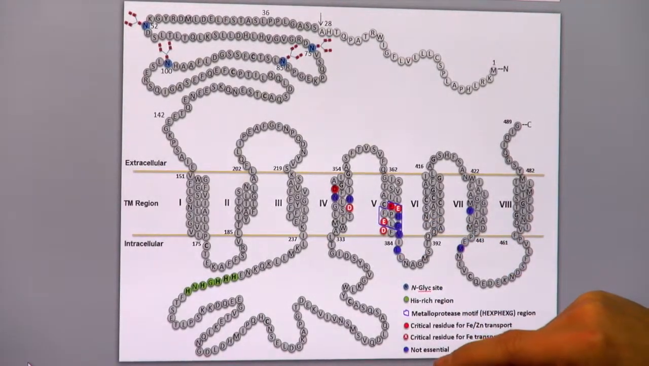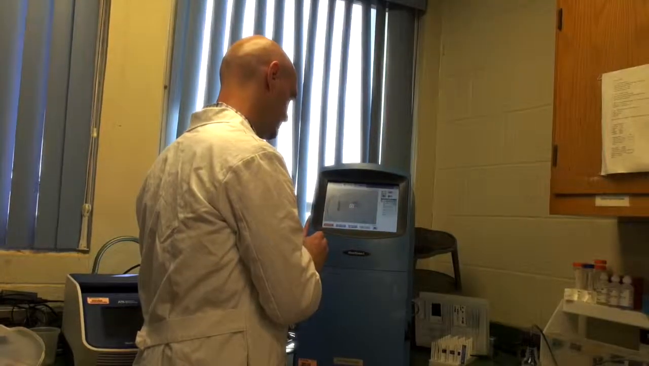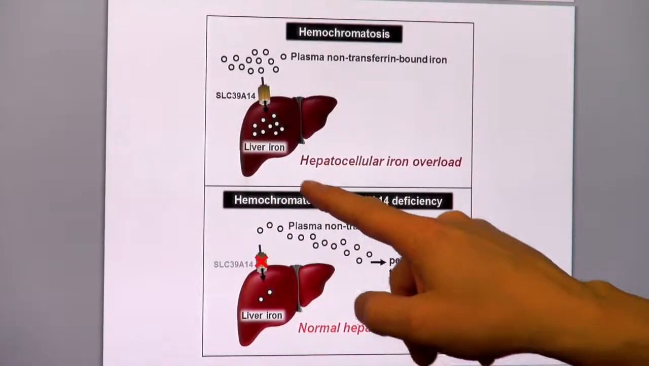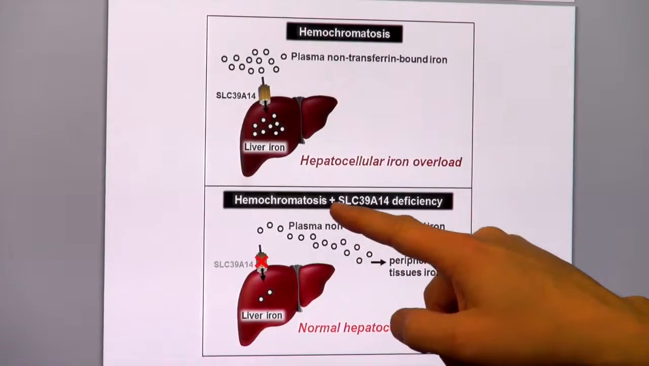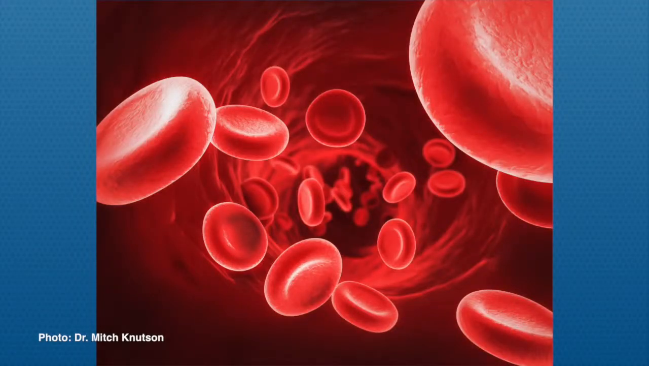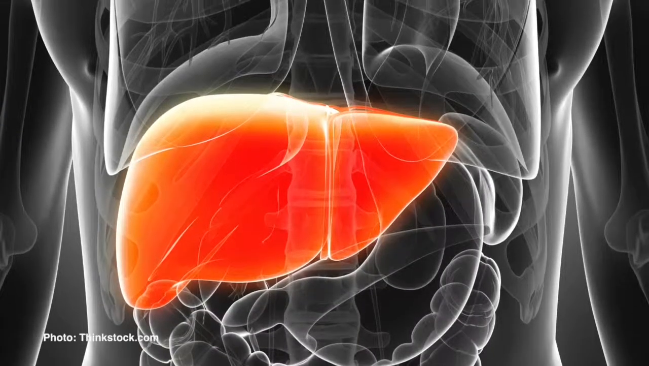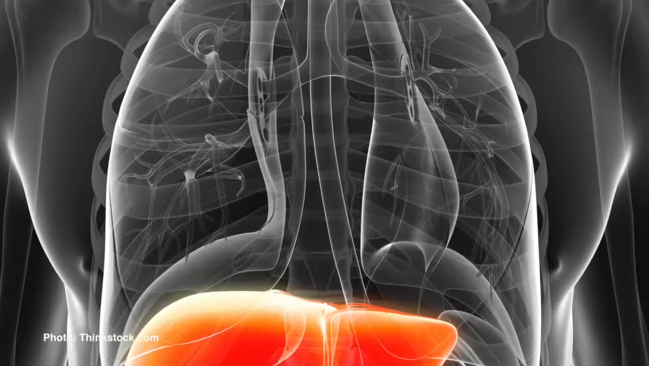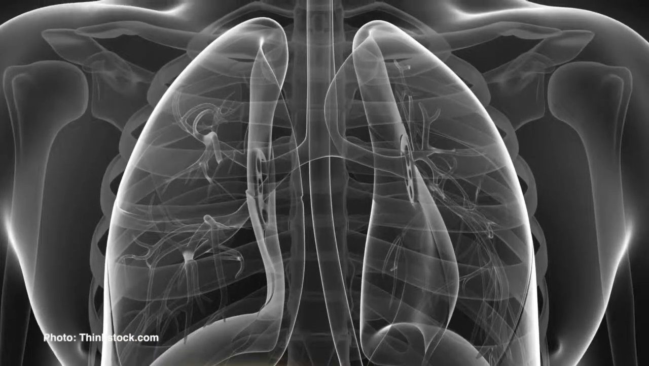One of the ways we show that is we have a variety of experimental models of this iron overload disease, hemochromatosis, but without ZIP14. They have a lot of iron in their body, but it isn't taken up by the liver. Instead, it's taken up by other tissues, namely the kidney and the heart and the lung and so forth.